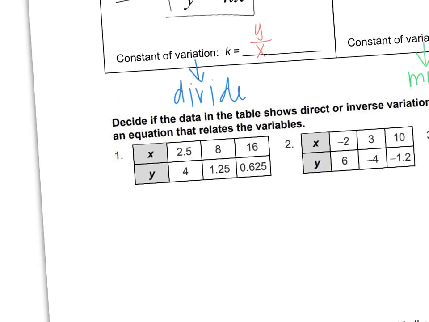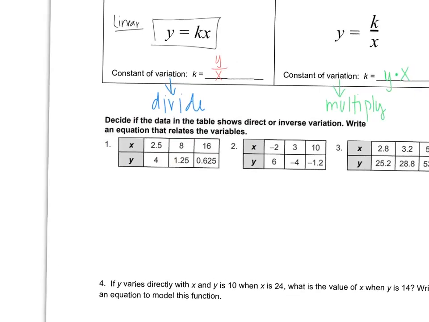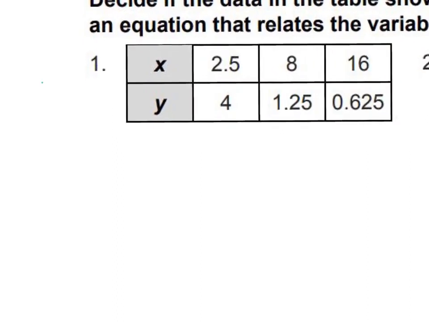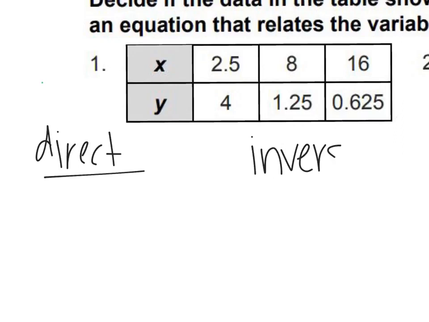So for questions 1 through 3, you have to decide if the data in the table shows direct or inverse variation, and then you need to write an equation that relates the variables. So it's going to fall into one of two categories. Either this data is going to vary directly, or this data is going to vary inversely or indirectly. And again, those two words mean the same thing, inversely, indirectly.